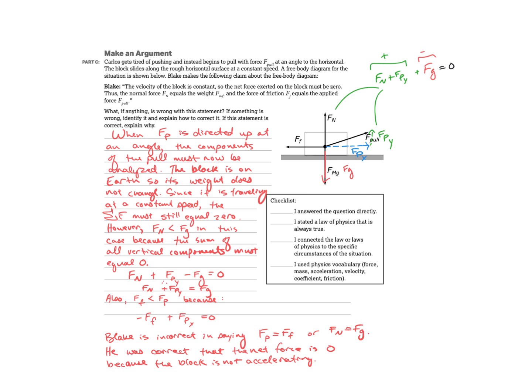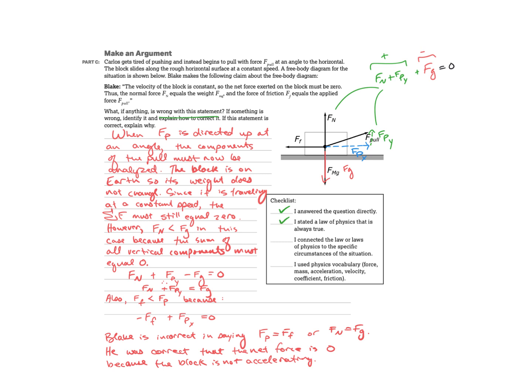So it is true that the net force is zero because the velocity does not change. However, because this force is now at an angle, you have components that need to be added together to cancel out. So that's a review of this document regarding free body diagrams. This little checklist right here is super helpful if you can think of these are the things that you're supposed to do. So in this case, we answered the question directly by saying what was wrong with the statement, and we identified how to correct it.